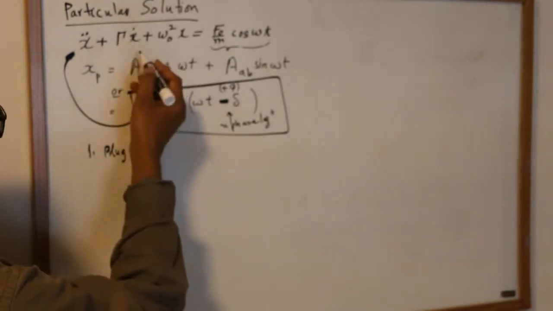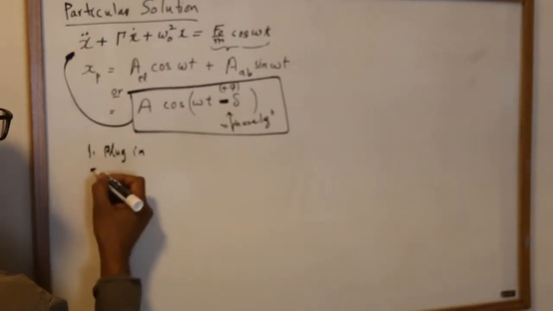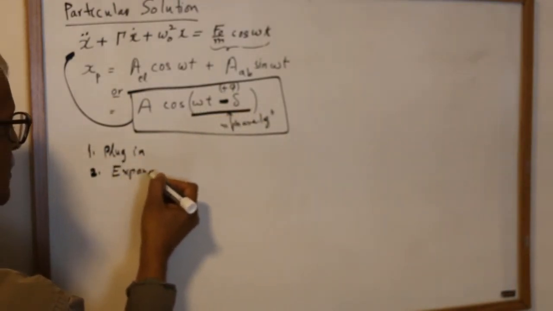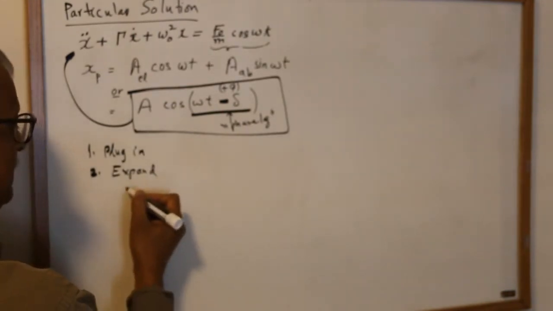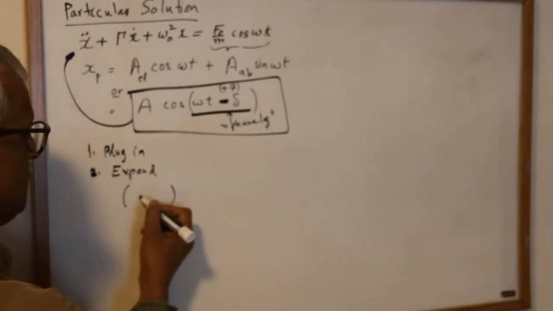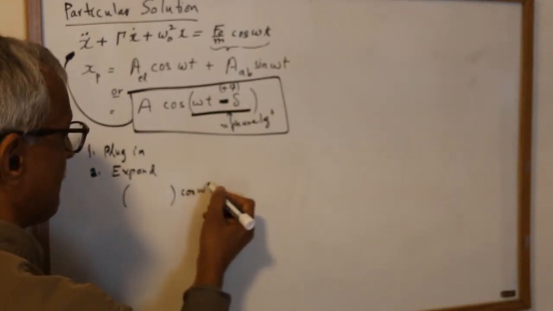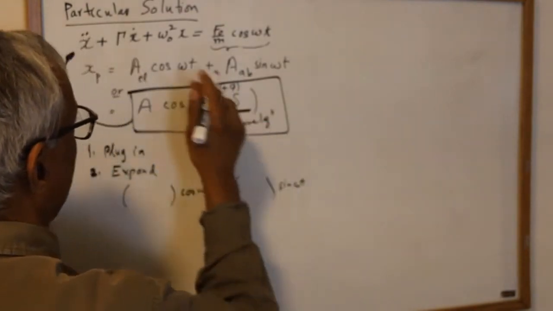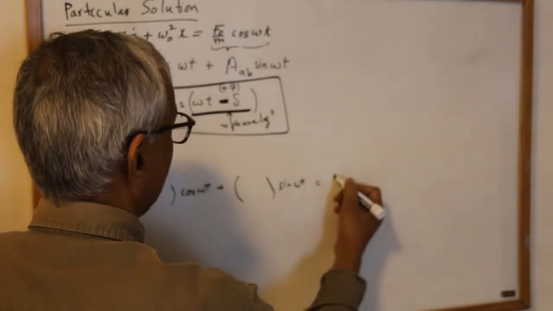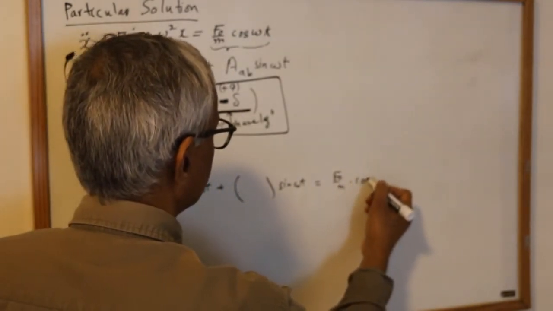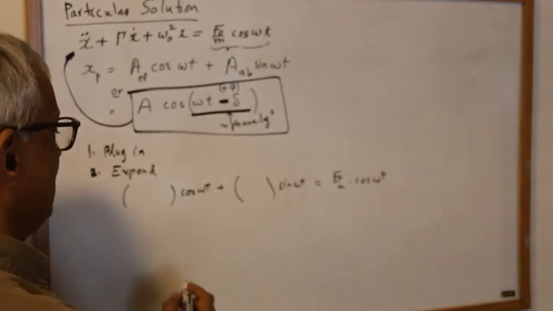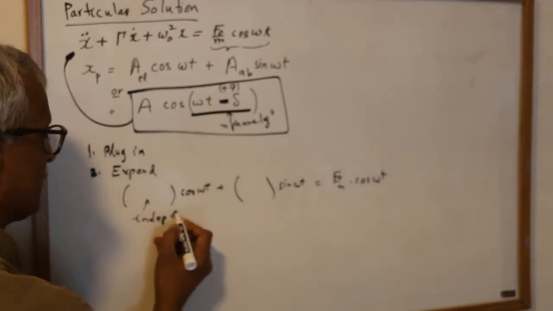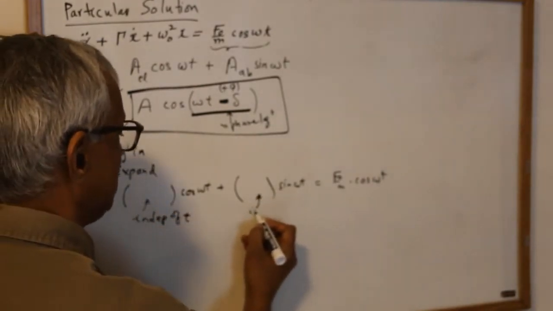So we have to take a derivative and a double derivative. The second step is to open up the cosine and expand. This generates something which doesn't depend on time, times cosine omega t, plus something else times sine omega t on the left side, and on the right side you have f0 over m times cosine omega t. This part is independent of t, and this part is independent of t.